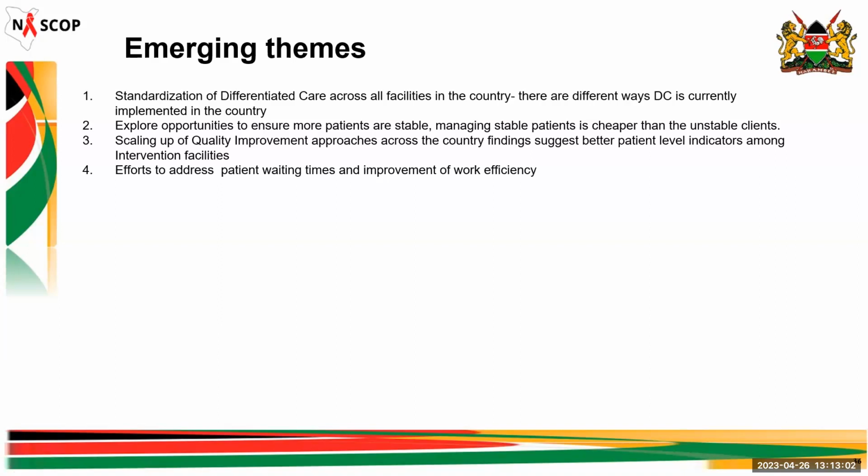Findings suggest better client patient level indicators among the intervention sites. So key was patient satisfaction. We haven't explored that in detail because of time, but we were able to demonstrate for the clients who are in the intervention sites, they actually understood their cascade of care. They had more interactions with their service providers, and in terms of them anticipating what was going to happen for their next visit, that was demonstrated in the survey.